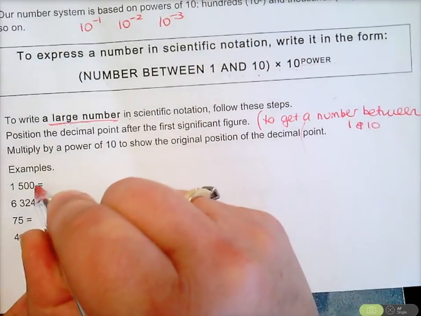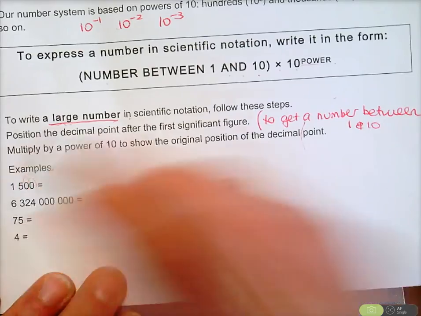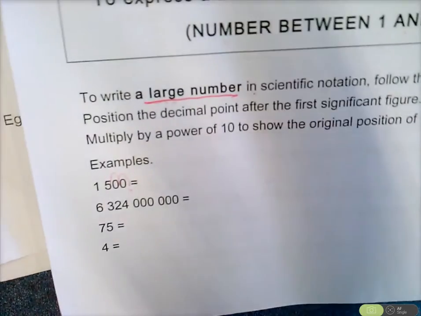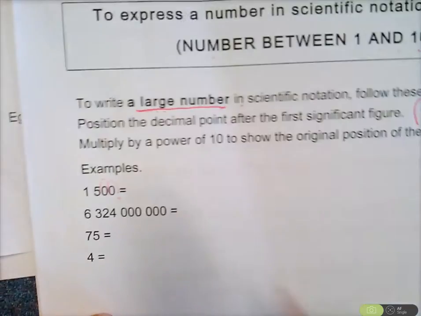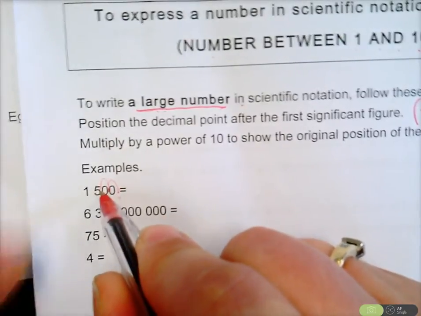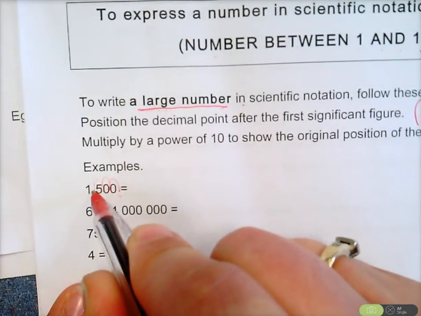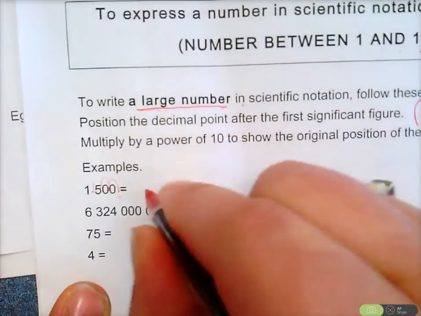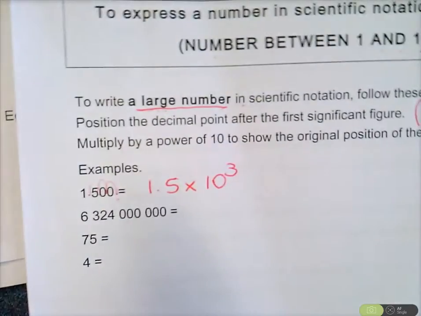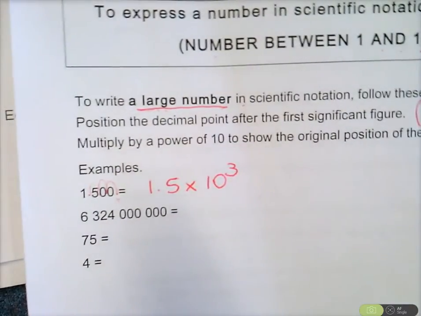So, here's the decimal point at the moment. How many places do I need to move it? So, I'm going to go big now. There's 1500. How many places do I need to move that decimal point? So it's here at the moment. Go back 1, go back 2, that gives me 15. Go back 3, that gives me 1.5. So 1.5 times 10 to the power of 3, because I moved it 3 places. Of course, it's a positive power because we're talking about a big number.